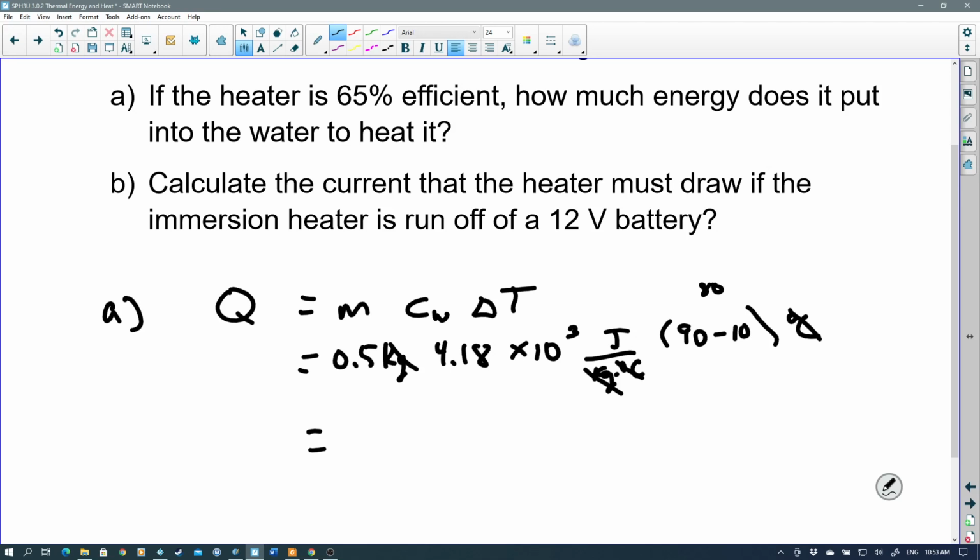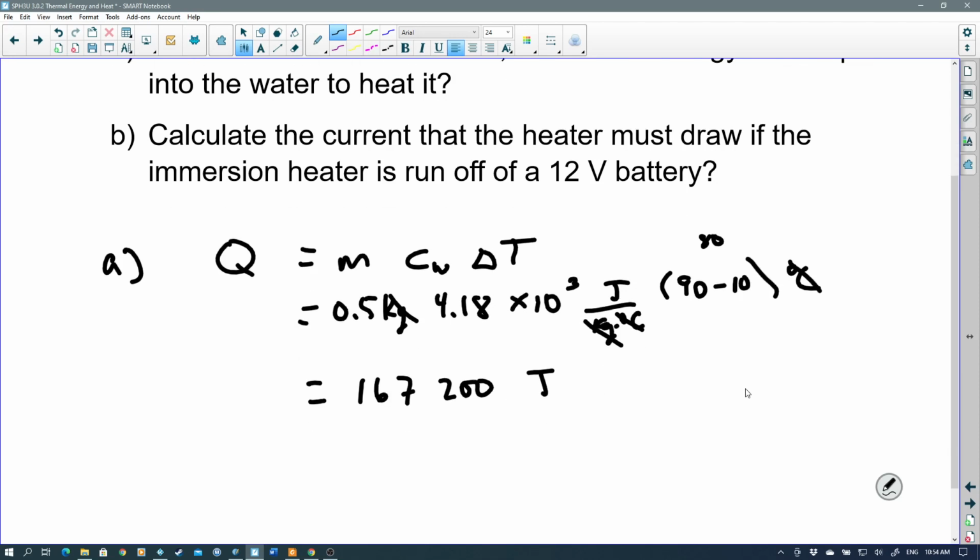So I'll do all of that on my calculator here. So 0.5 times 4.18 times 10 to the power of 3 times 80. And that's giving me 167,200 joules, which again we could write in another format if we needed significant digits. I'm going to keep that number as is though, because we do need it for the second part of the question as well. So that's how much energy is required to raise the temperature of water.